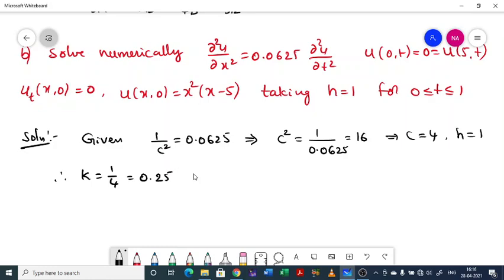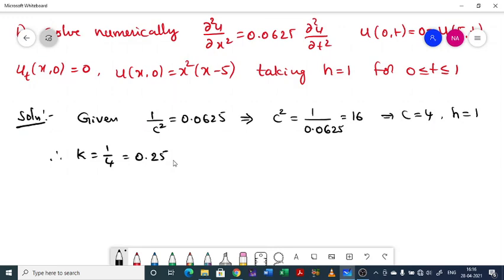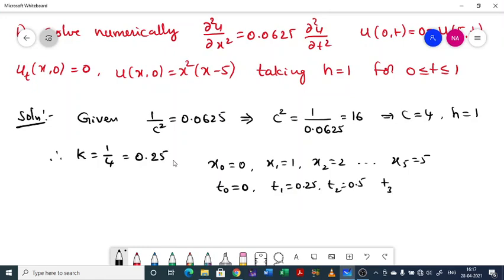So I got the values of c, h and k, and here x varies from 0 to 5. So x naught is 0, h is 1, so x1 1, x2 2, x3 3, x4 4, x5 5. So there will be 6 columns, starting from x naught, and t naught is 0, t1 is 0.25, t2 0.5, t3 0.75, t4 1. So here it is given t lies between 0 and 1. So I have to stop there.